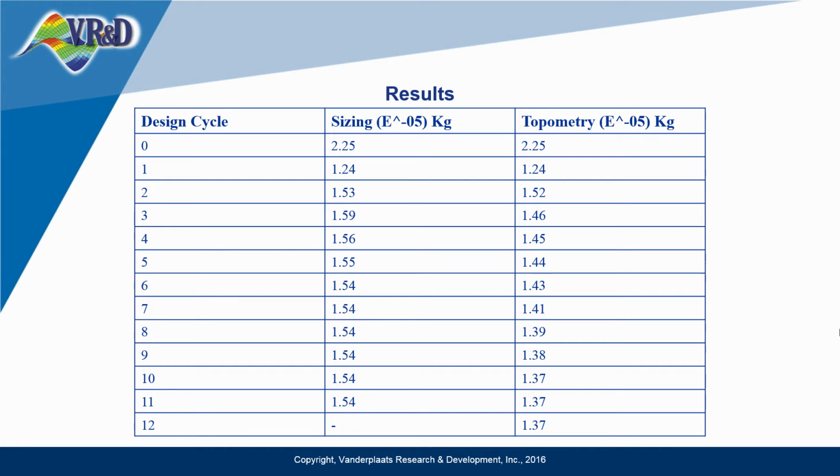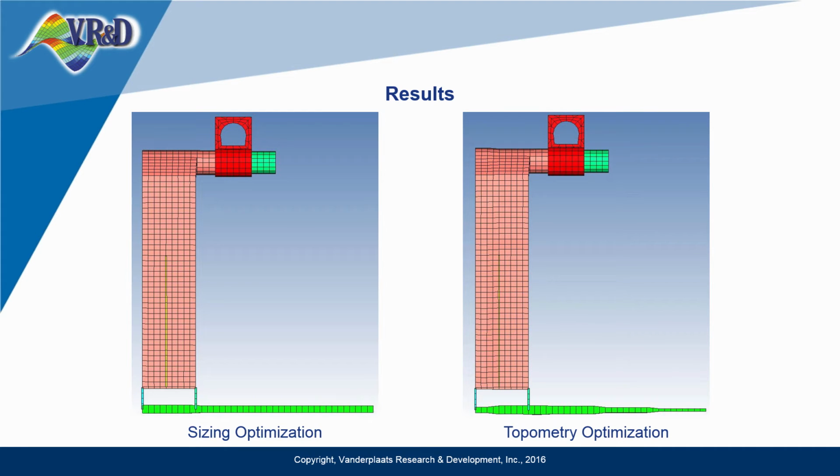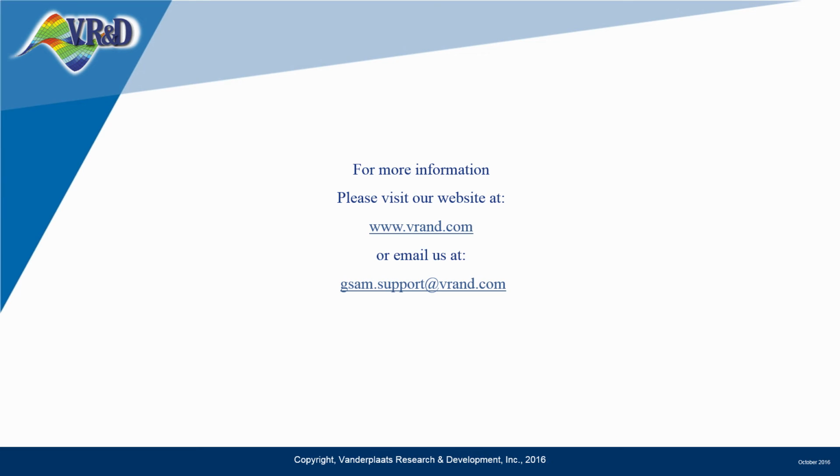The table displays the mass of pallet lifter for each design cycle for sizing and topometry optimization. In sizing optimization, the mass is reduced by 28%, whereas in topometry, the mass is reduced by 39%. The figure shows that in case of sizing optimization, along the length of pallet arm, a uniform thickness is preserved. But with topometry optimization, you can get a variable thickness along the length of pallet arm, which results in more weight reduction. This completes the demo.